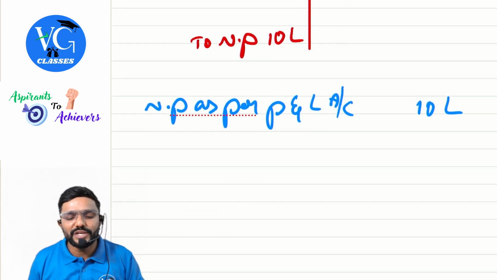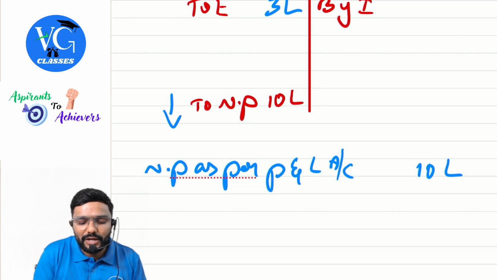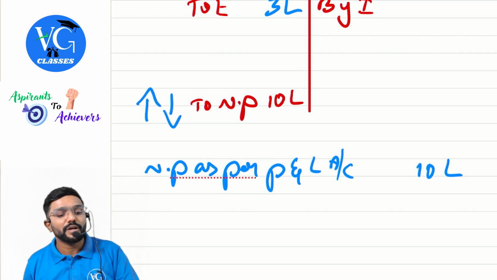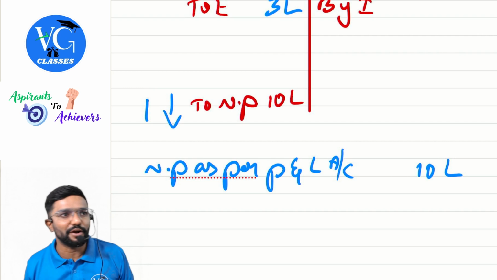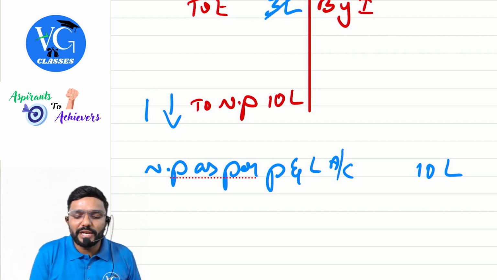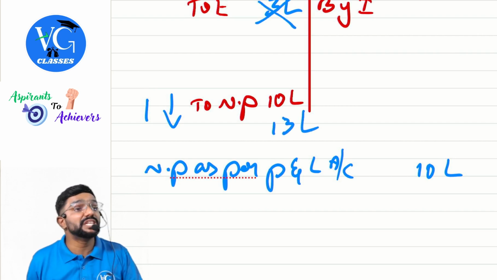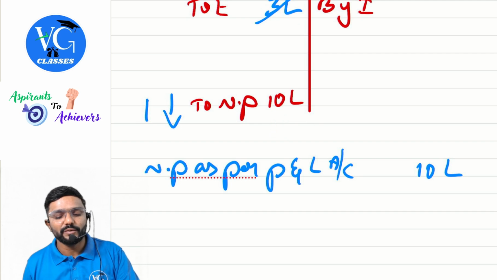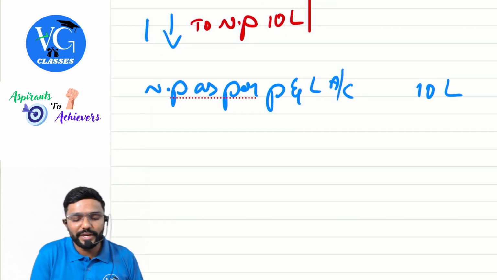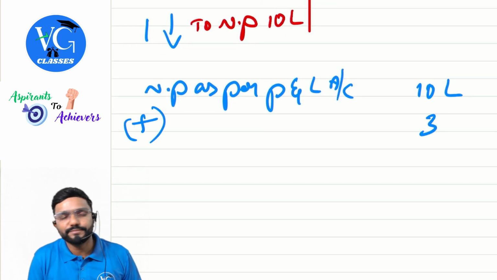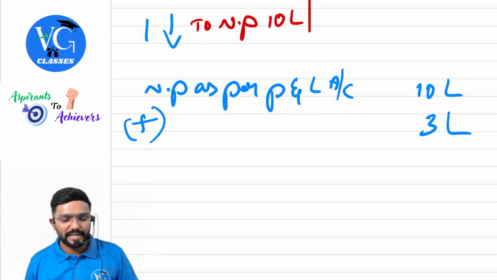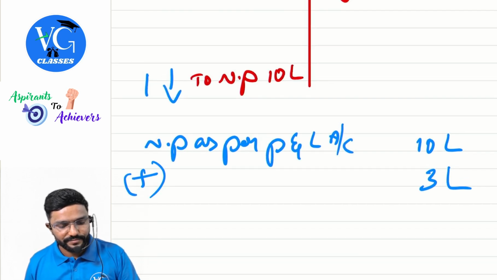Guys, because of this, my profit has gone down or gone up? Gone down because we have debited it. If there was no 3 lakh, then my profit would have been 13 lakh. But now it is only 10 lakh. So what should I do now? Add 3 lakh. Yes, sir. Next.